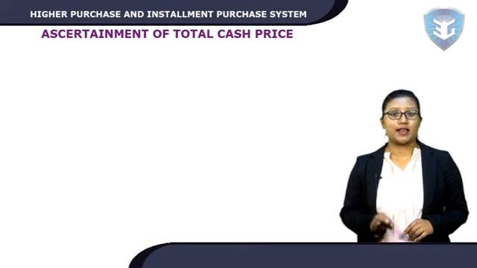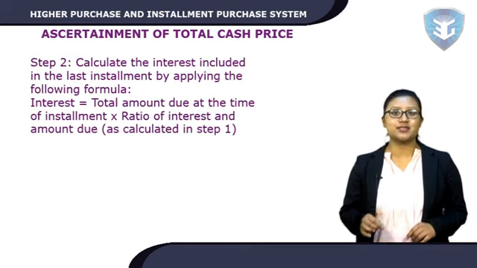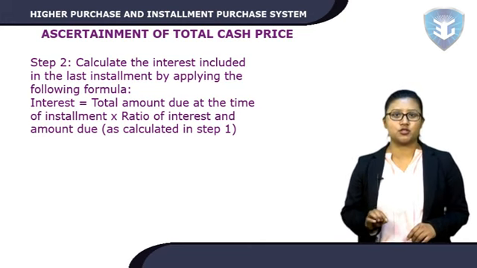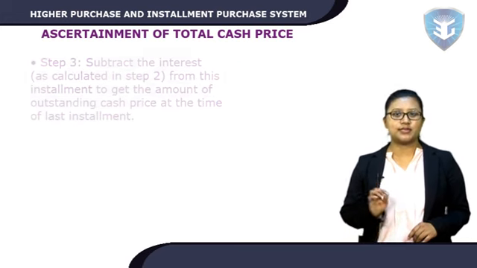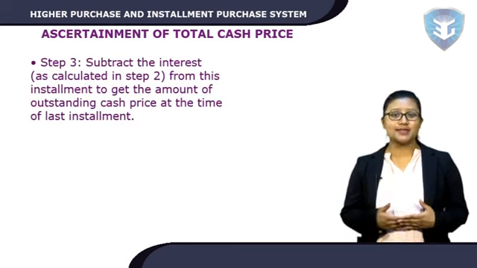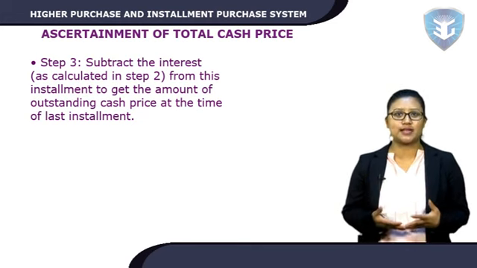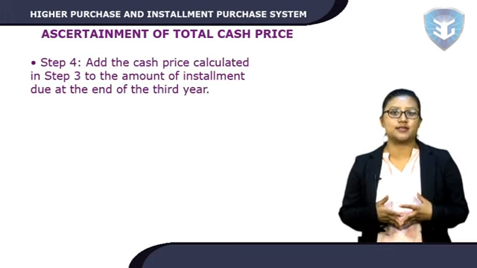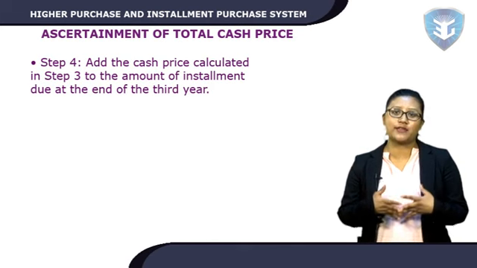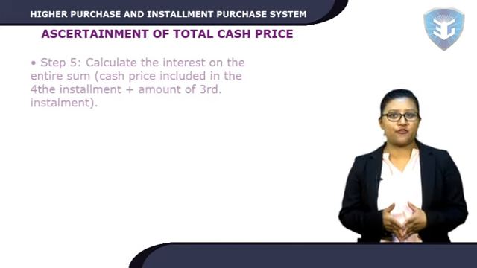Step 2. Calculate the interest included in the last installment by applying the following formula. Interest equals total amount due at the time of installment into the ratio of interest and amount due as calculated in step 1. Step 3. Subtract the interest as calculated in step 2 from this installment to get the amount of outstanding cash price at the time of last installment. Step 4. Add the cash price calculated in step 3 to the amount of installment due at the end of the 3rd year.